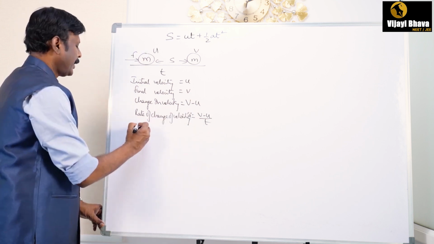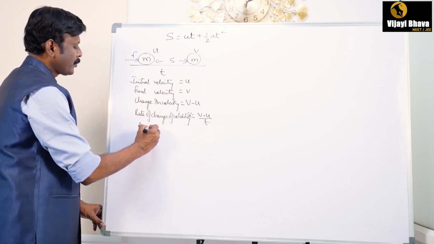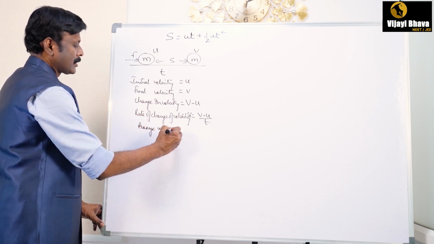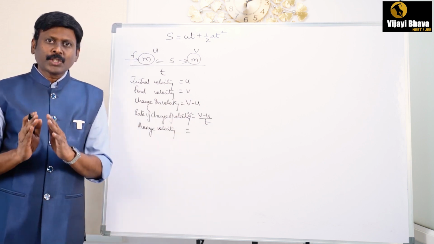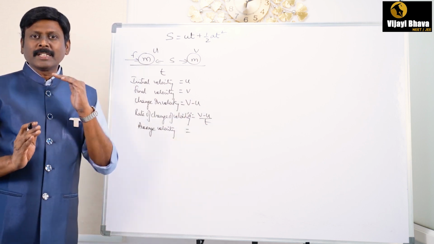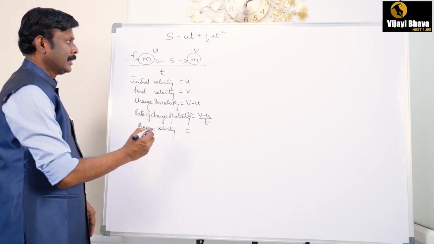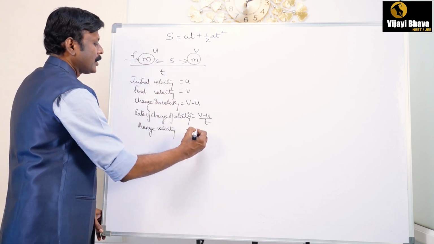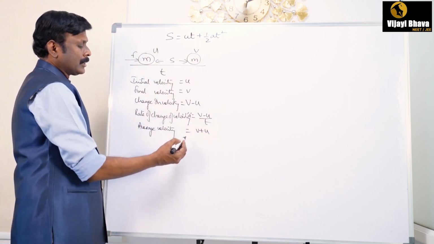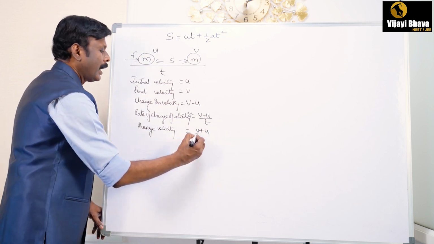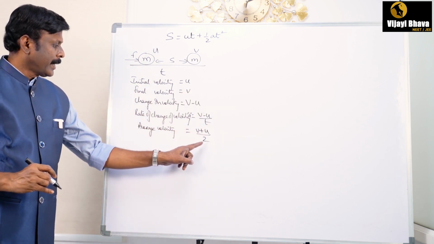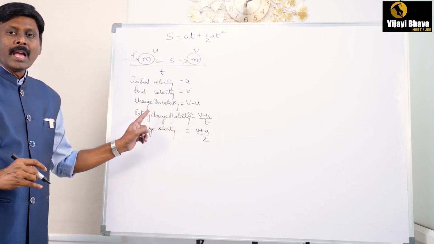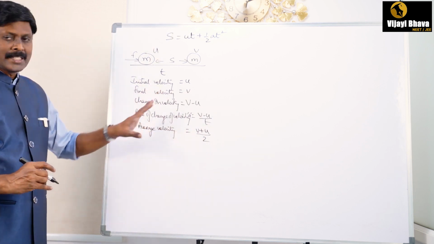The next step is finding out average velocity. As you all know, average velocity is the ratio of sum of the velocities by number of velocities. Here we have two different velocities v and u. So their sum becomes v plus u by 2. So here the sum of the velocities by the number of velocities gives the average velocity of this entire system.